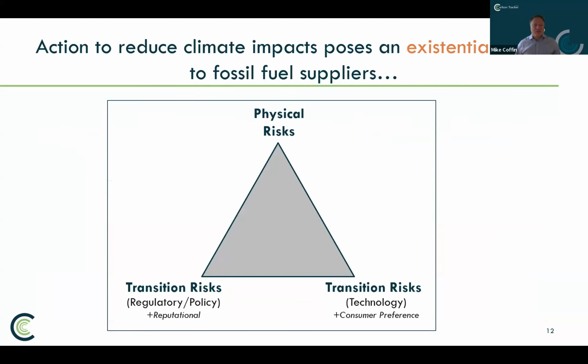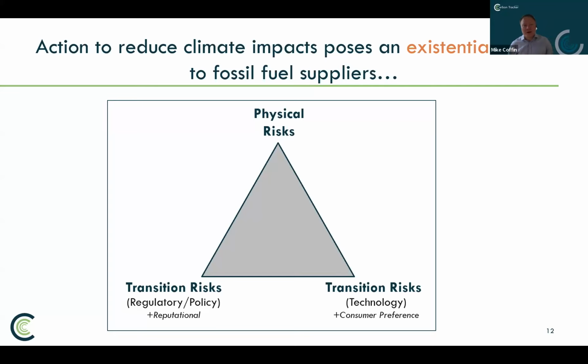Crucially, action to reduce climate emission impacts poses an existential threat to fossil fuel suppliers. It's not about supplying the same thing with fewer emissions. Ultimately, it's about the energy system transitioning to something fundamentally different, away from a fossil fuel-based system to a low-carbon energy system.